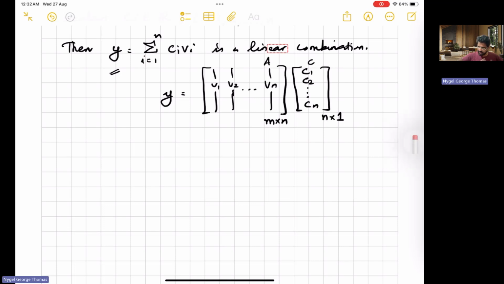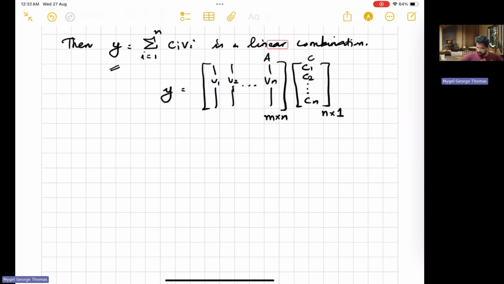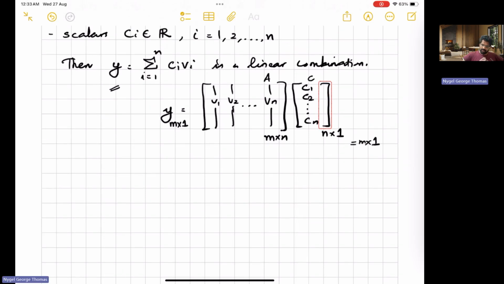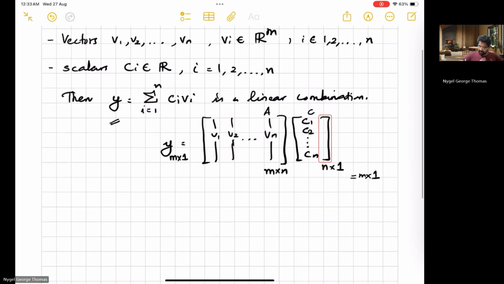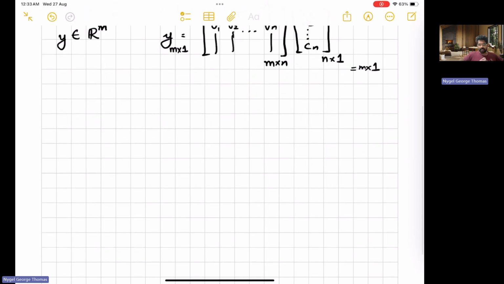So what will be the resultant? The resultant y is an m cross 1 matrix. So all these vectors are actually m cross 1 vectors stacked along the columns of a matrix. What we have to note here is the vi which we had was in Rm, so y will also be a vector in Rm. This is also an important thing to note.